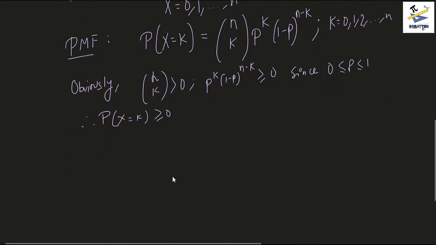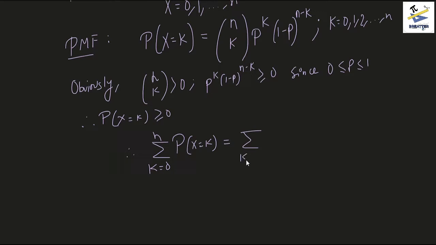Now we need to show that the sum of all probabilities is 1, if you remember. So therefore, the sum of all probabilities would be just summing this probability from 0 to n, probability of x equals k. This is the sum of all probabilities, which is basically the sum for k equals 0 to n of nCk p to the power k into (1 minus p) whole to the power n minus k. But this is just the formula for the binomial expansion, right? Because this would just give you (p plus 1 minus p) whole to the power n.